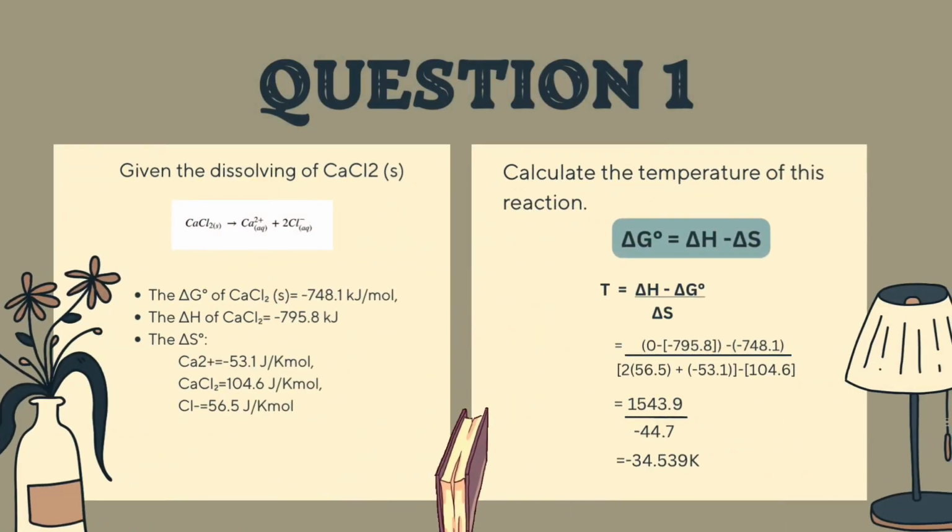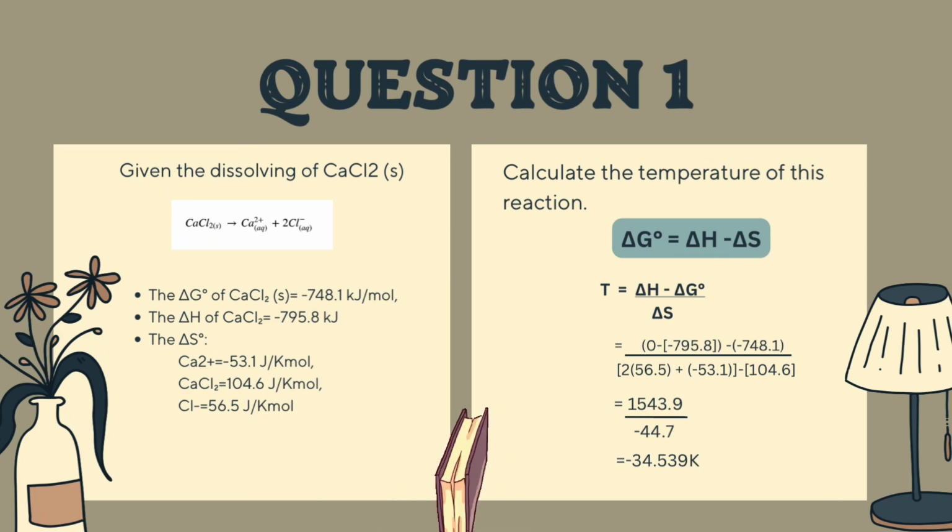For question number 1, given the dissolving of CaCl2, the delta G of CaCl2 is equal to negative 748.1 kJ per mole, the delta H of CaCl2 is equal to negative 795.8 kJ, and the delta S for Ca2+ is equal to negative 53.1 J per K mol. The delta S of CaCl2 is equal to 104.6 J per K mol. The delta S for Cl- is equal to 56.1 J per K mol.